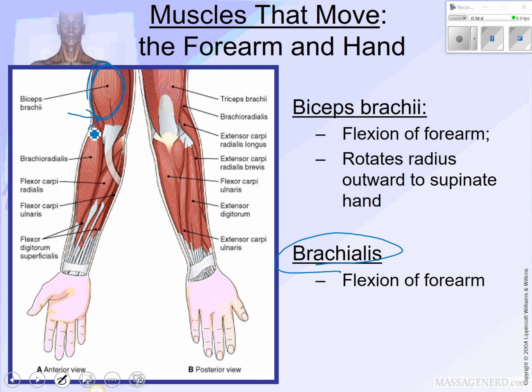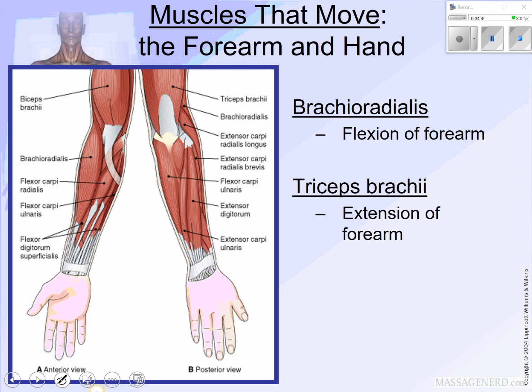Brachioradialis. That is this muscle here. It causes flexion of the forearm. The origin of it attaches onto the humerus, and the insertion of it attaches to the radius. Next, you have your triceps.